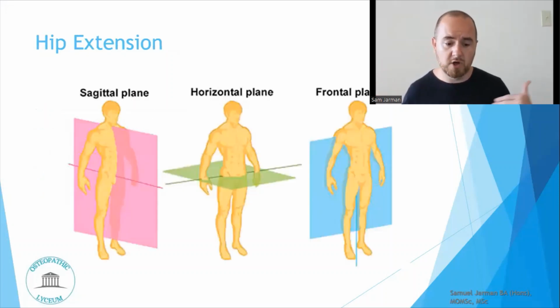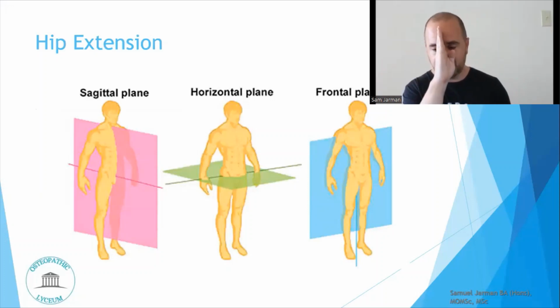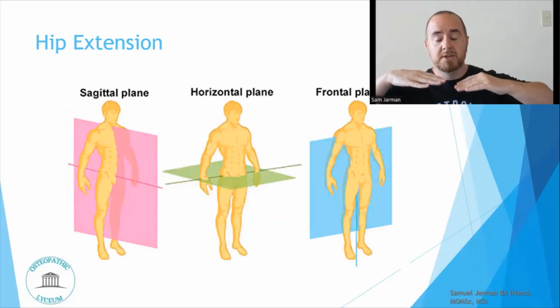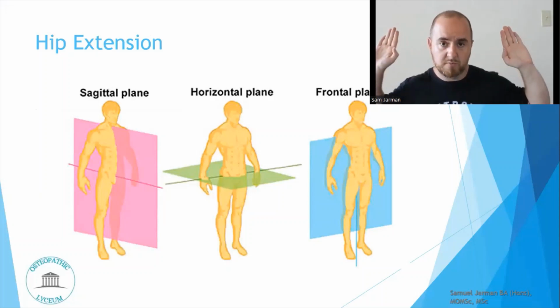Our quick review of planes. The sagittal plane is a 50% cut of the body left to right. The horizontal or transverse plane is a 50% cut of the body top to bottom. The frontal plane or the coronal plane is a 50% cut of the body back to front.